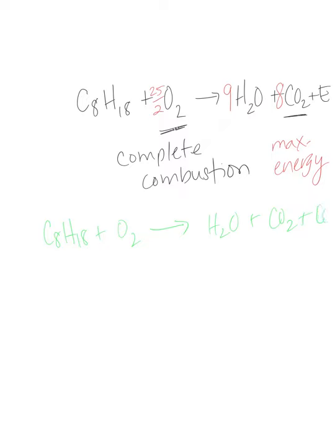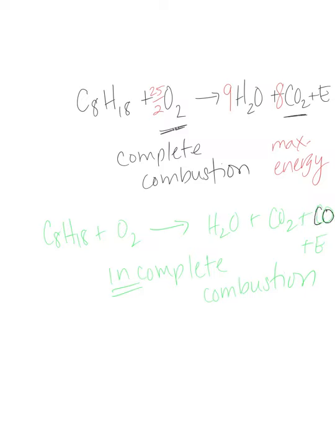So in this next equation, I'm going to have something called incomplete combustion. Incomplete combustion means it is not producing as much energy as it could because I am producing some of this thing here called carbon monoxide. So this carbon monoxide, again, it's just CO.